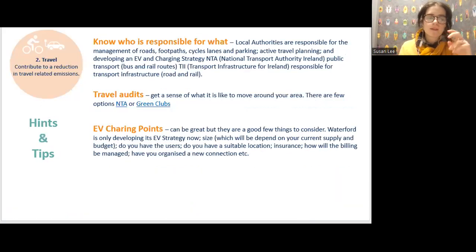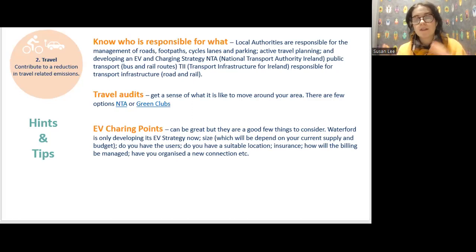And now the second theme, so this is all about reducing emissions from traveling. So this is encouraging the walking, the cycling, the vehicle sharing, the taking public transport. So there are certain things you might love for your community, but they aren't in your power to do. So know who's responsible for what.